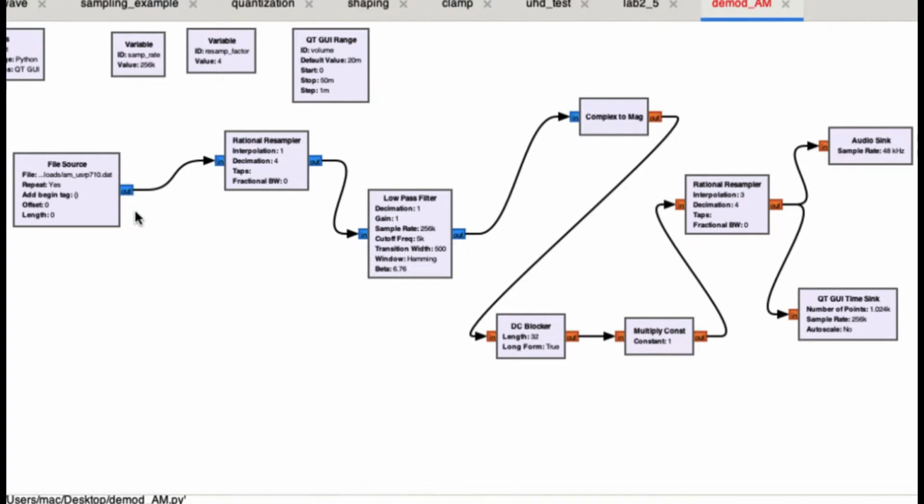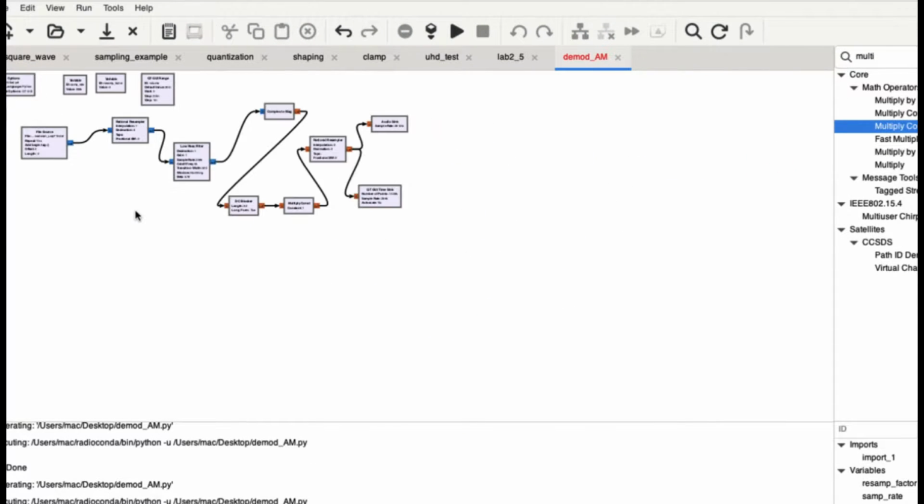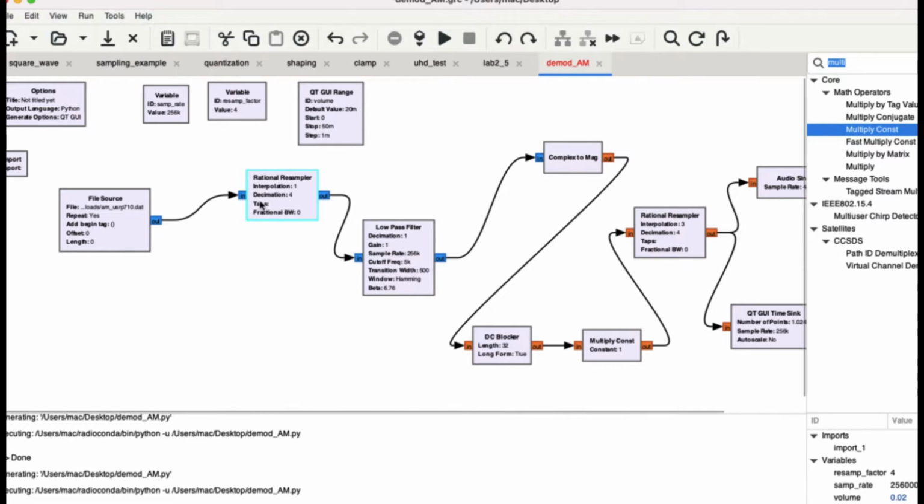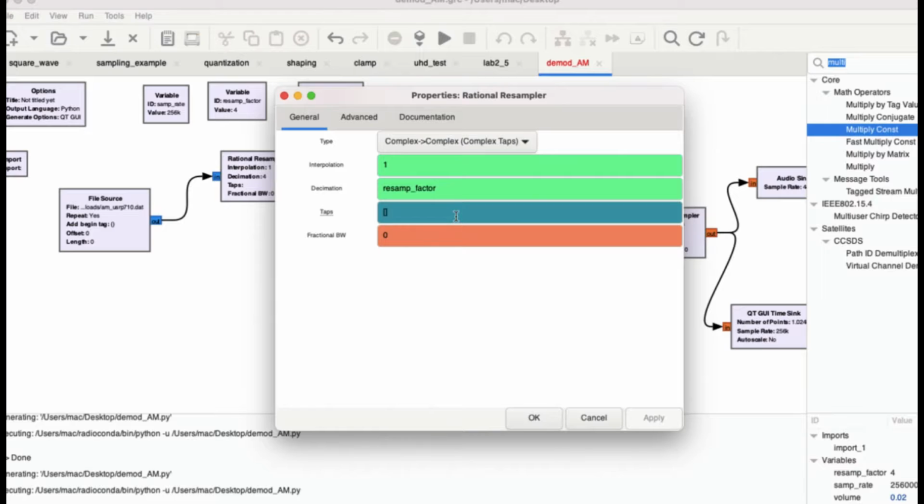Once you know this, now if you look at the second block, this is actually a rational resampler block. What a rational resampler does is bring your samples down. It can either lower your samples, or it can interpolate and jack up your samples. In this case, I have used a variable called resamp_factor with a value of 4. I'm calling this value the decimation factor.